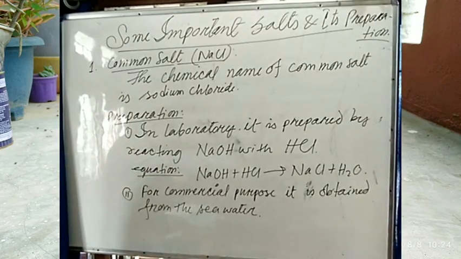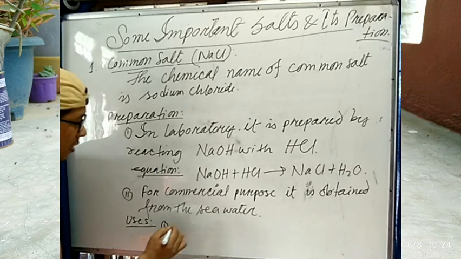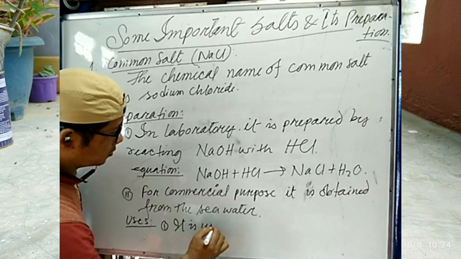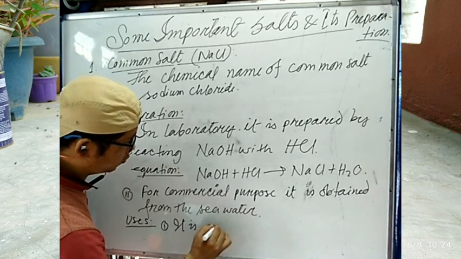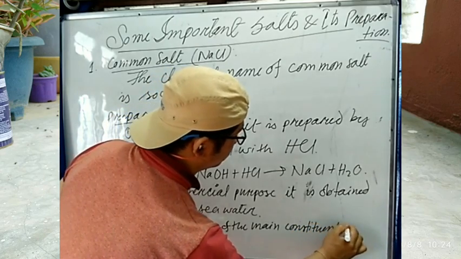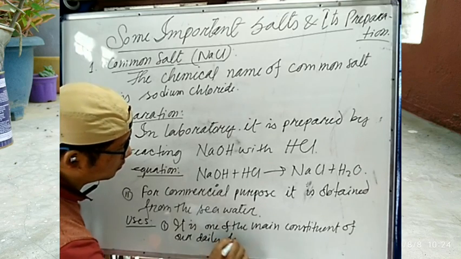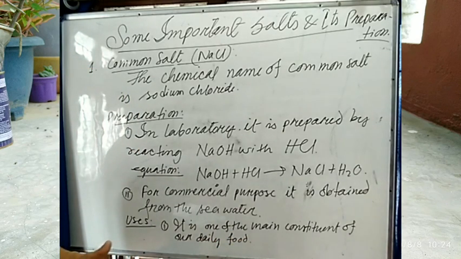And let us write down the uses. We have to know the uses. Number one, it is one of the main constituents of our daily food. We eat food every day, right? Without salt, food seems to have no taste, it becomes tasteless. That's why it is one of the main constituents of our daily food. And second, it is used to make many chemicals.